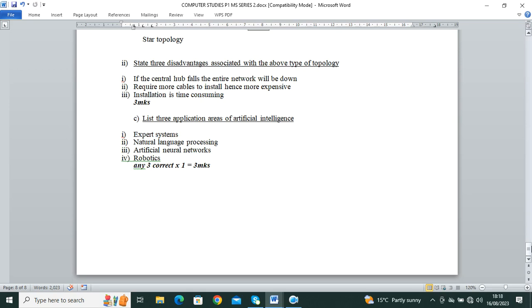Make sure you read about the application areas of ICT, especially in artificial intelligence. It is an upcoming field that can be tested anywhere, at any level. So we have the expert system. Remember, the expert system has its parts. We have natural language processing, we have artificial neural networks, we have robotics and others. So guys, just do a lot of research in AI, that is artificial intelligence.